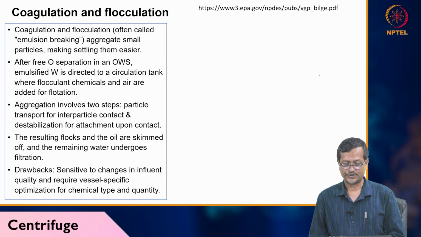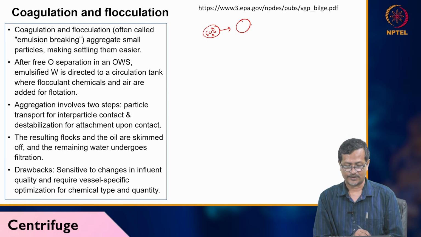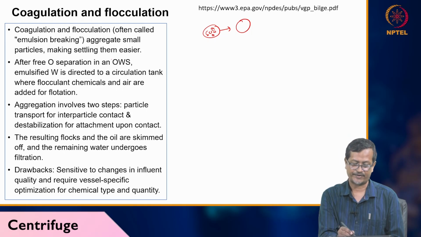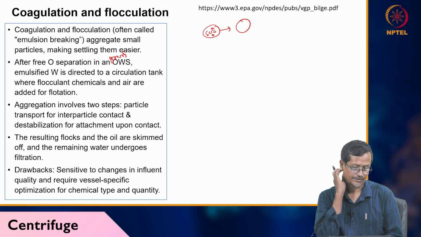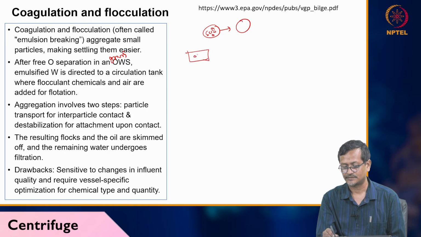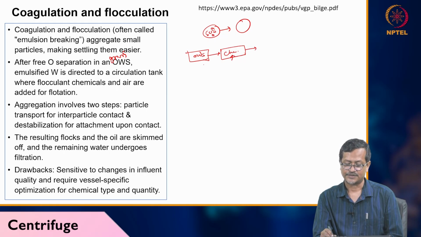Coagulation and flocculation, often called emulsion breaking steps, aggregate small particles, making settling easier. Okay, so small particles will come close together, join, and make a bigger particle. After free oil separation in the gravity OWS, emulsified water is directed to a circular tank where flocculant chemical and air are added for flotation. So first you have the OWS, a gravity based system, then after that they add chemical and air. So step by step they'll be doing it.